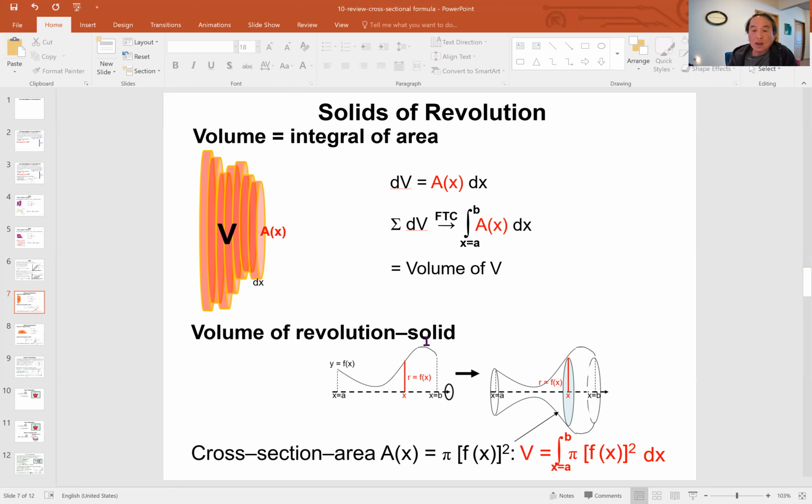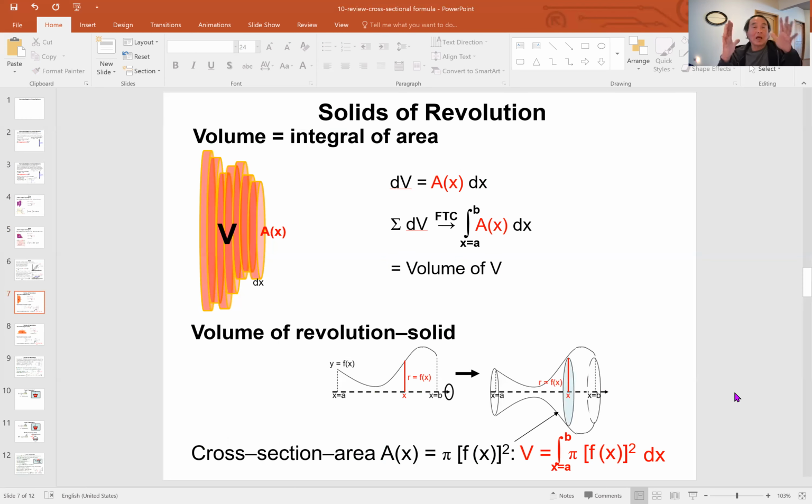Applications use these particular shapes. Say I have a function y equals f of x, so I know how high each point is. Given x, I know what the height is. When I do the spin, the height f of x becomes the radius. So it generates a circle of area pi r squared, pi f of x squared. Hence, the volume is the integral of pi f of x squared. That's what A of x is. I know the cross-sectional area.